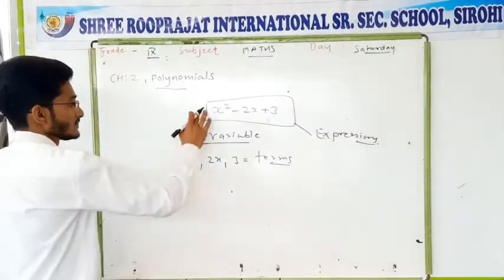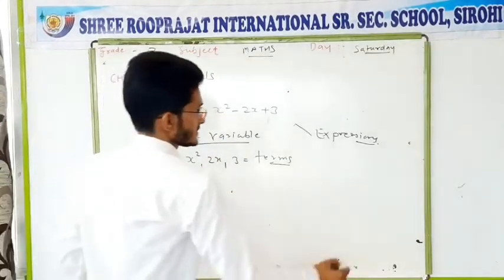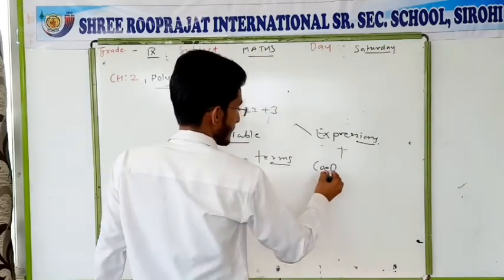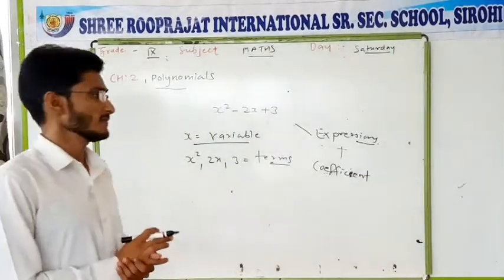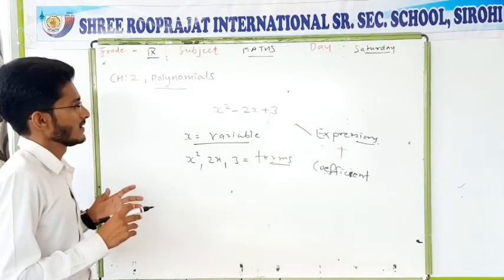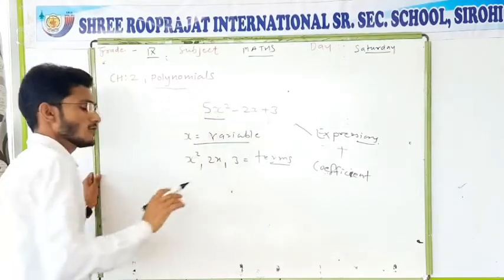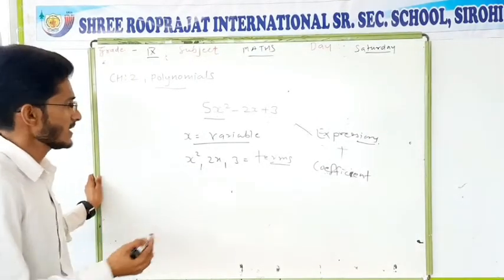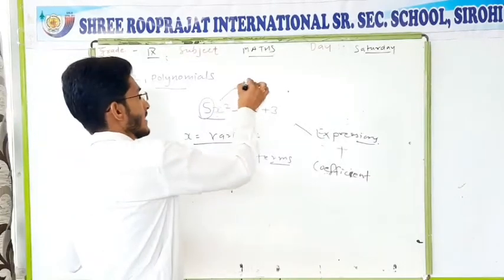Now what is a polynomial? A polynomial consists of 2 things: first the expression, plus the coefficient. If we add these 2, we call it a polynomial. And what is a coefficient? A number multiplying with the terms. Here nothing is given, so suppose I write a 5 here. Now if there is a question, what is the coefficient of x square? What is the constant value multiplying with the x square? The number given is 5, so you can say that the coefficient of x square is 5.